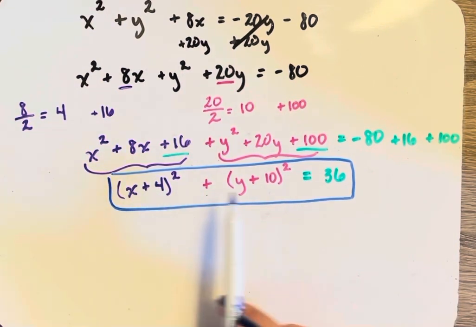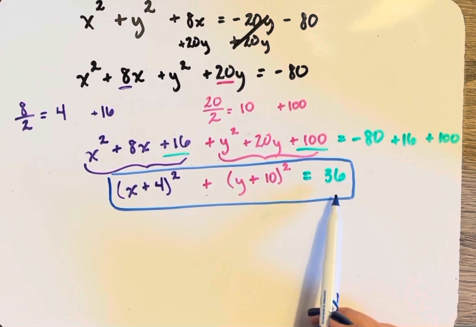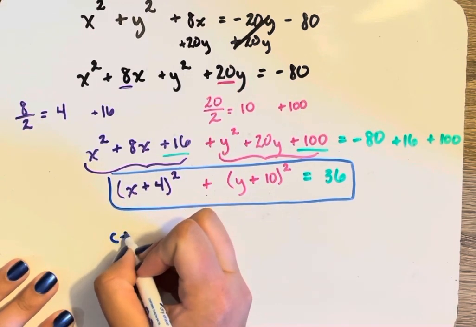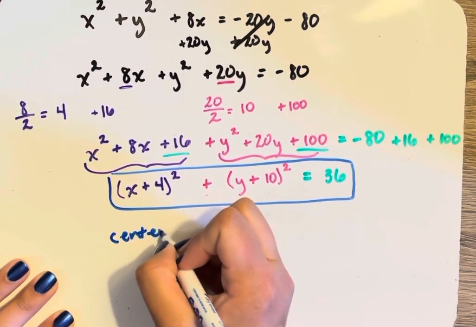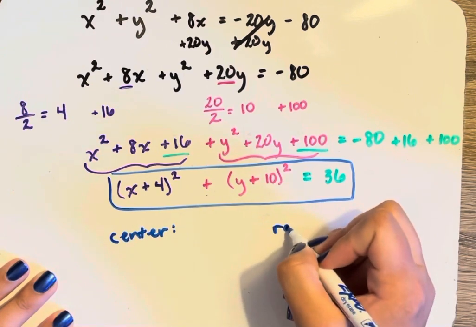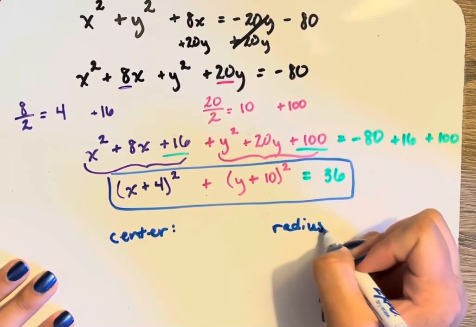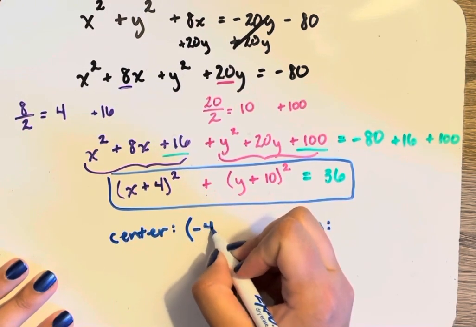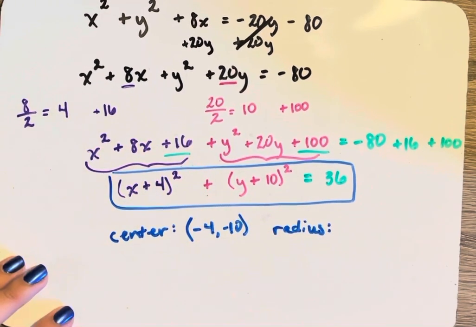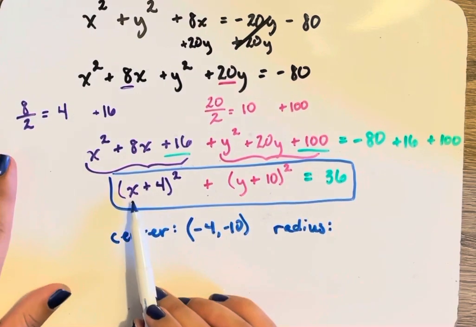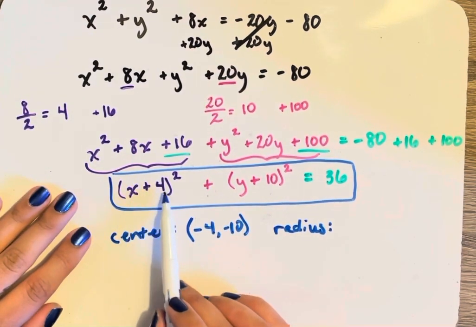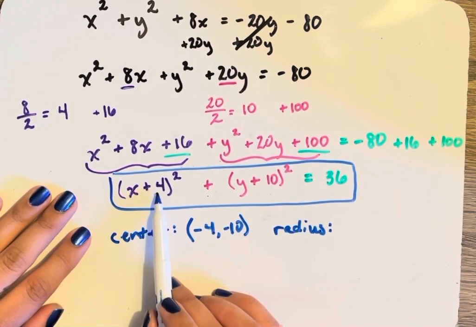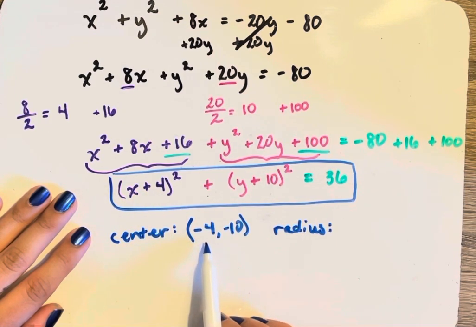x minus h squared plus y minus k squared equals r squared. So I'm able to determine the center and the radius of this circle. The center is going to be at -4, -10. Remember, the standard form is x minus h, so that means I'm changing the sign of 4 for the center.